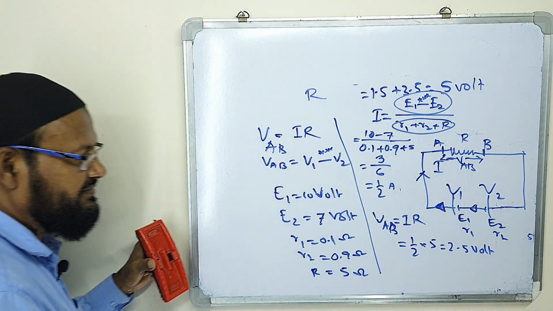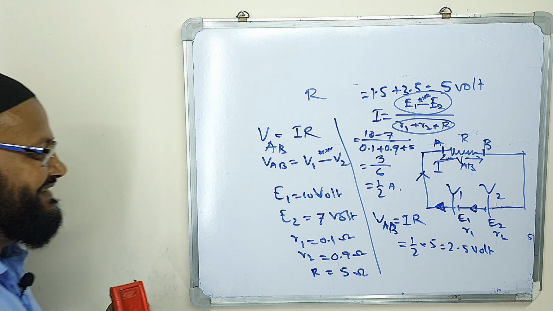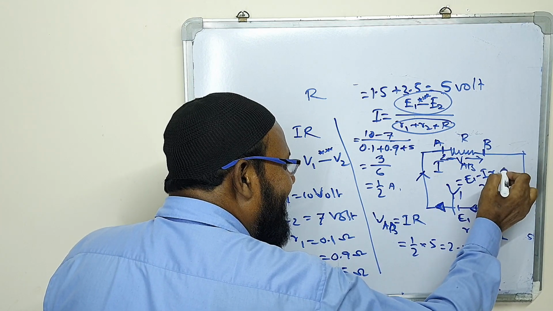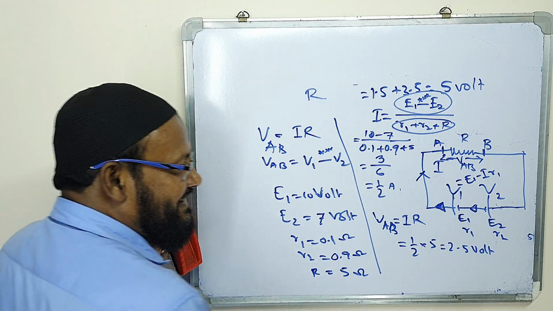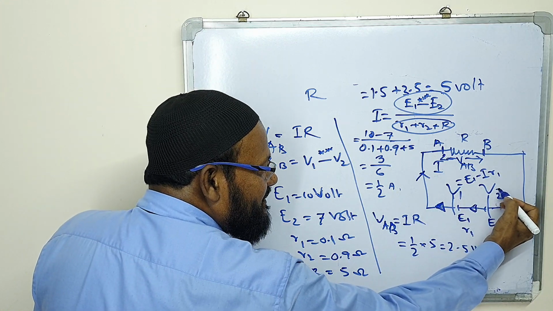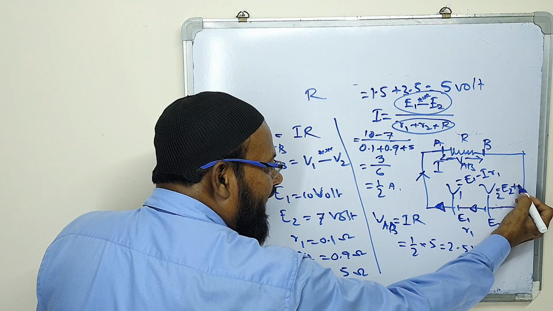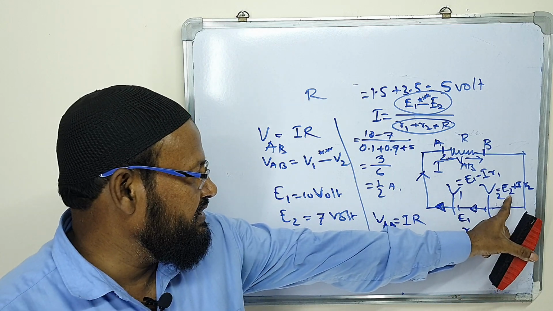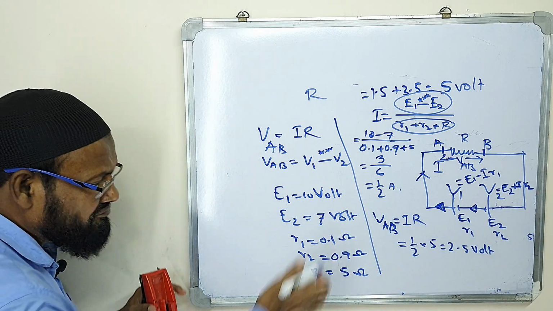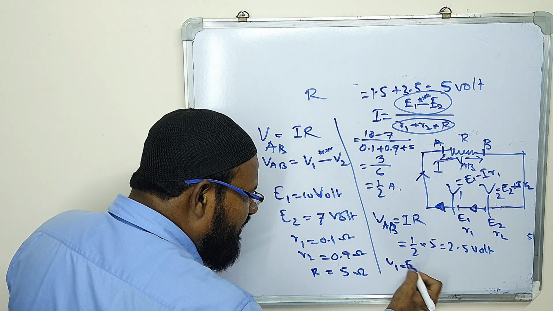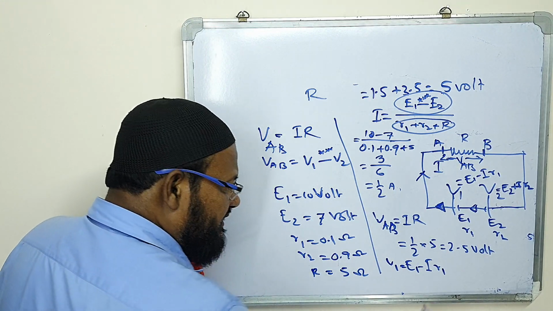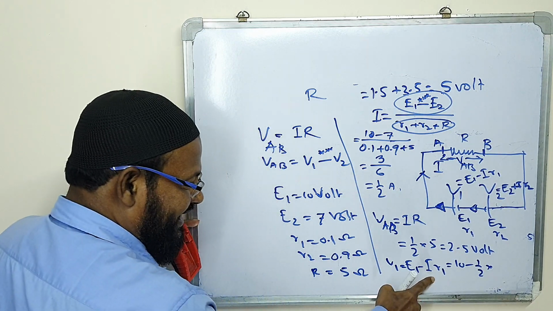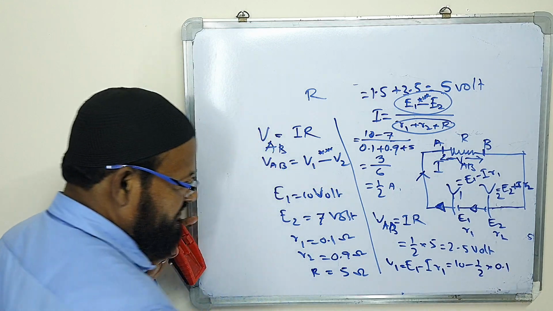Be careful. Now, here V1 equal to E1 minus IR1. But here V2 equal to E2 plus IR2. What is the formula? V1 equal to E1 minus IR1. What is E1? This is 10. What is I? This is 1 by 2. What is R1? R1 equal to 0.1.